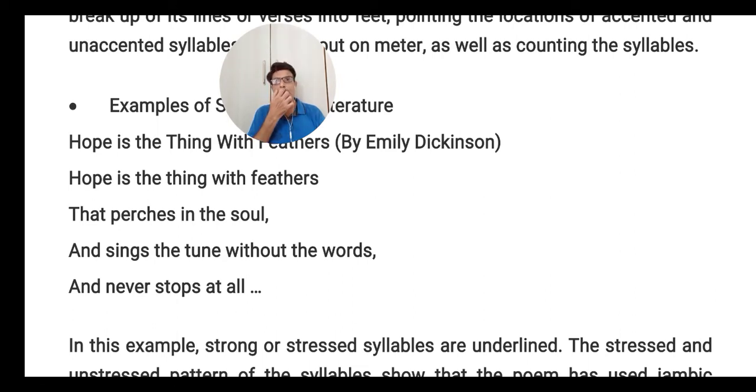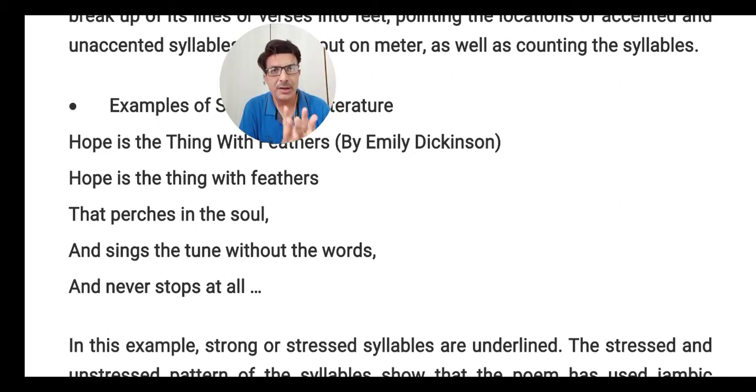And go to the fourth line, and never stops at all. So, and is 1, nev 2, er 3, stops 4, at 5, all 6. Okay, so 6 syllables.